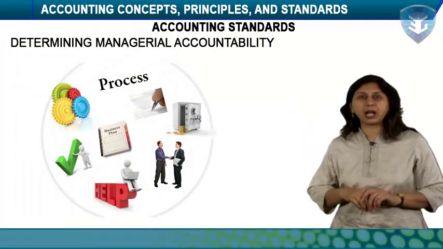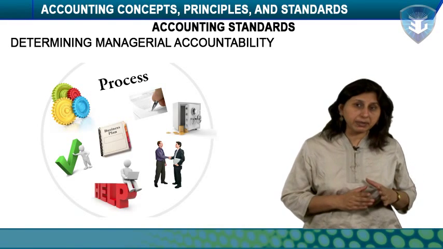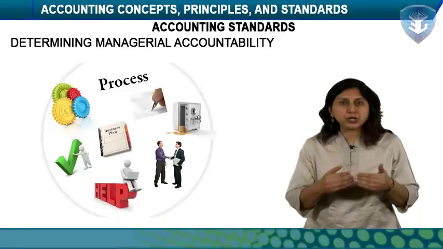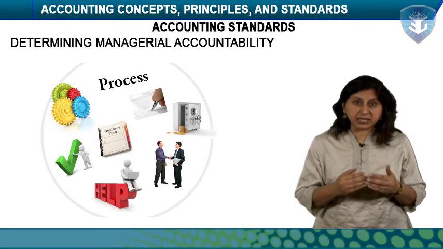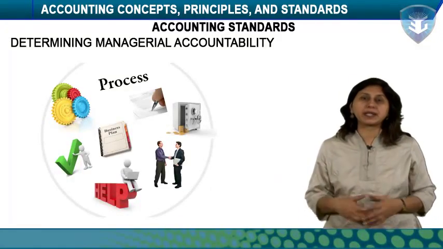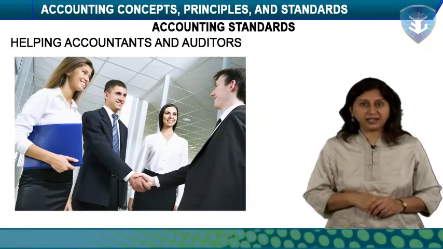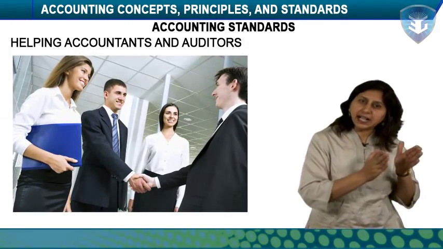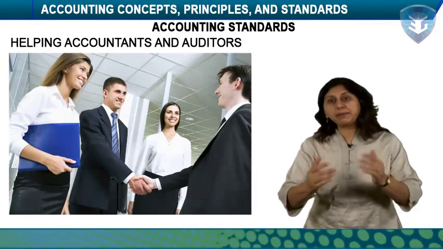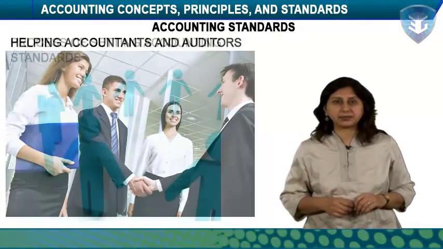Determining managerial accountability implies that the accounting standards determine the regulations and corporate accountability, which helps to assess the managerial skills in maintaining and improving the profitability, liquidity, and solvency. Helping accountants and auditors refers to the guidance that the accounting professionals get through these accounting standards, which help them to prepare and audit the financial statements appropriately.